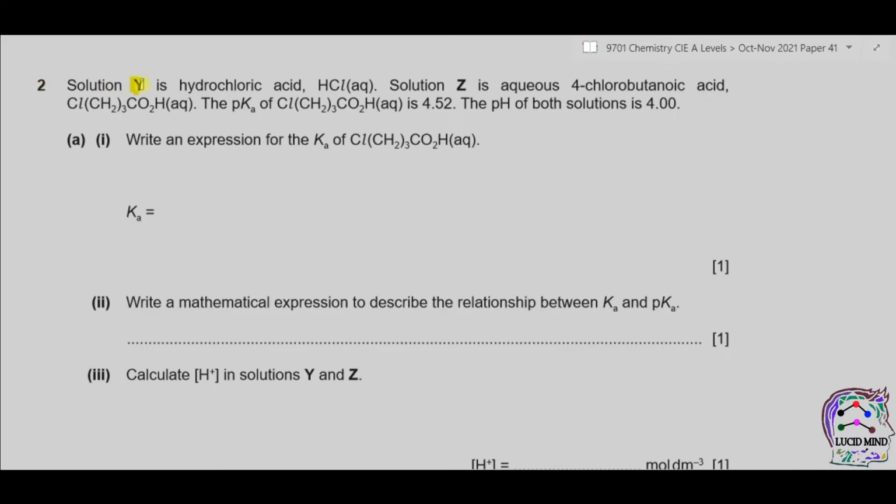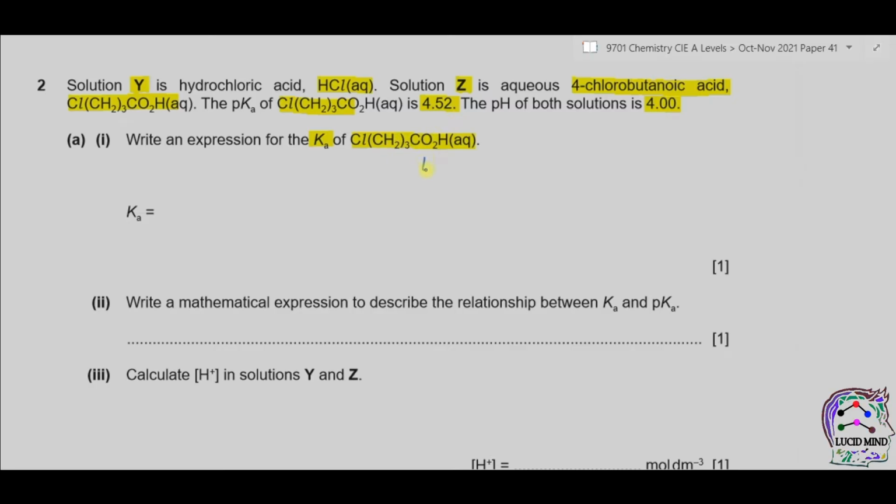Question 2. Solution Y is hydrochloric acid, HCl aqueous. Solution Z is aqueous 4-chlorobutanoic acid. The formula is given. The pKa, which is the ionization constant of the acid, is given as 4.52. The pH of both solutions is 4. Part A, we have to write an expression for the ionization constant of the acid for this carboxylic acid.